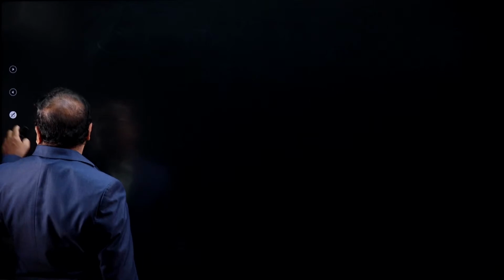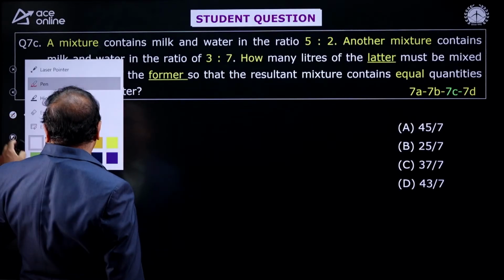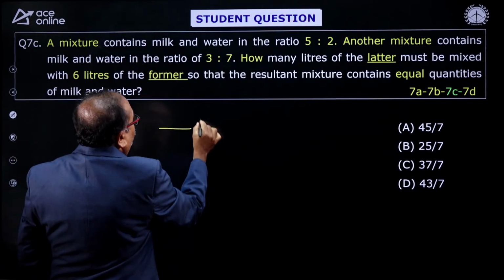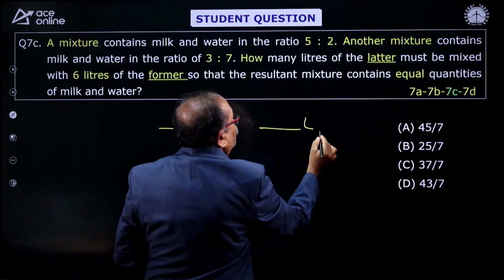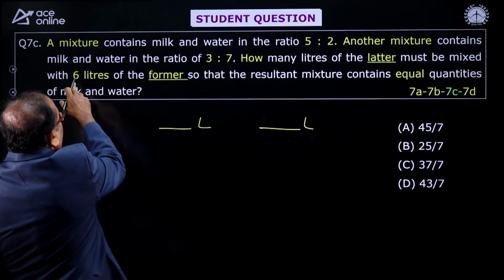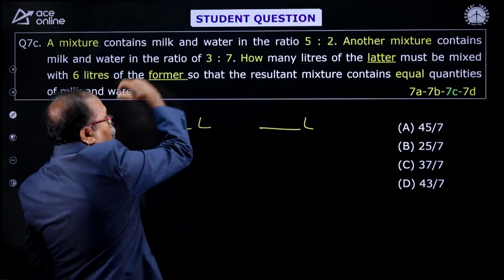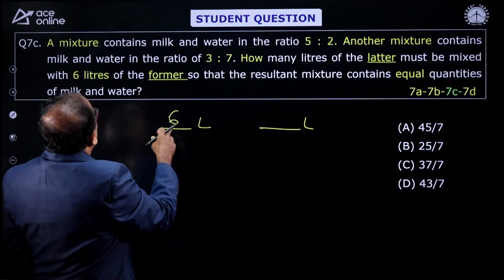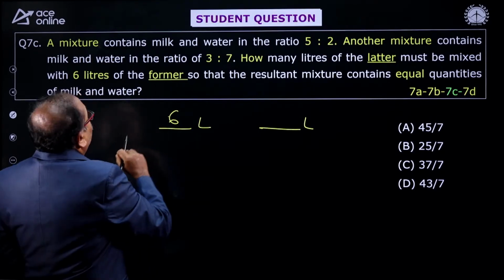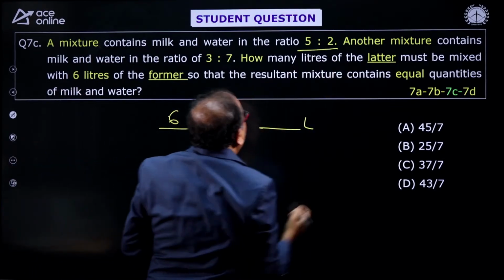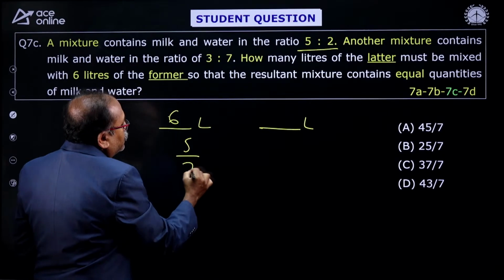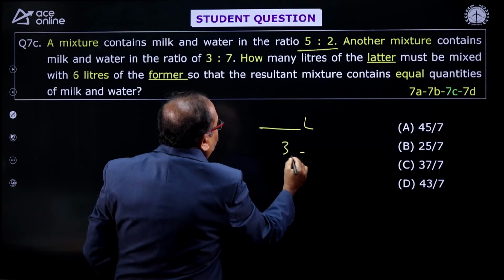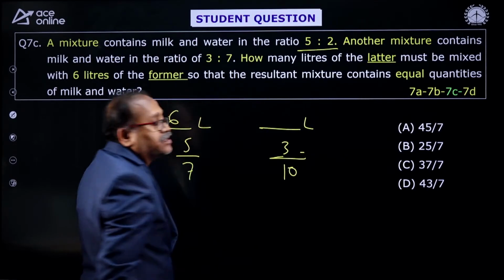Okay, let's work it out here. Sai, look at this one. The first one, I don't know how many liters. The second one, how many liters? And here it is already said that 6 liters of the former, the previous one, so this value is already given to us. What is the milk by total? In this case, the milk by total is 5/7. And in the second case, the milk by total amount is 3 parts out of 10 parts.